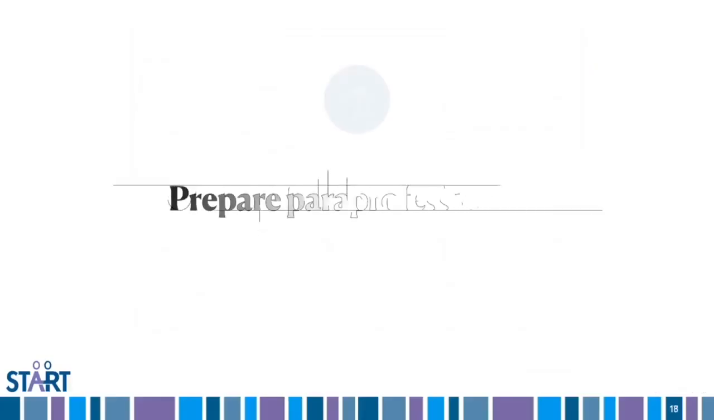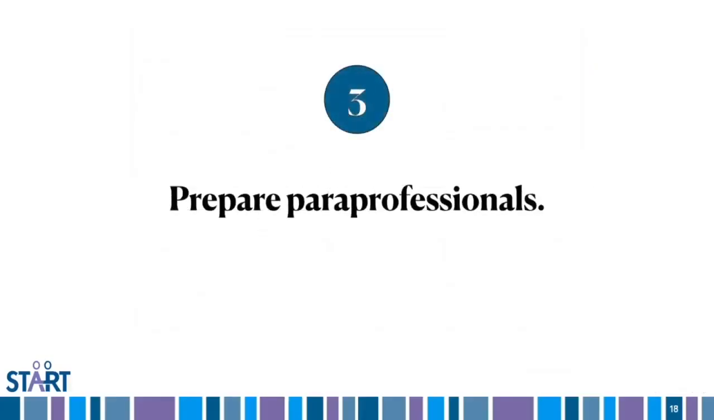Well, a third step involves preparing paraprofessionals. General educators and special educators can certainly facilitate peer support arrangements. However, we often see that this responsibility goes to paraprofessionals when they're accompanying students with disabilities to those general education classes. And therefore, the staff really do need training and guidance to carry out this responsibility confidently and also effectively.